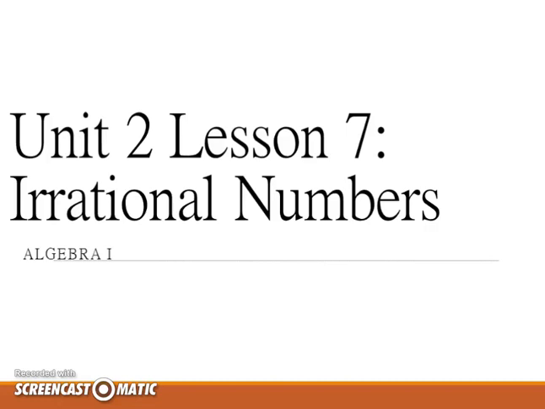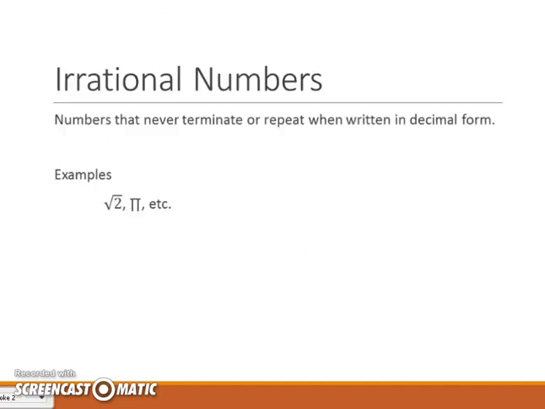This lesson is for Unit 2, Lesson 7 on irrational numbers. Irrational numbers are numbers that, when evaluated or calculated out, never terminate, so the decimals don't stop, and the decimals are not repeating decimals.